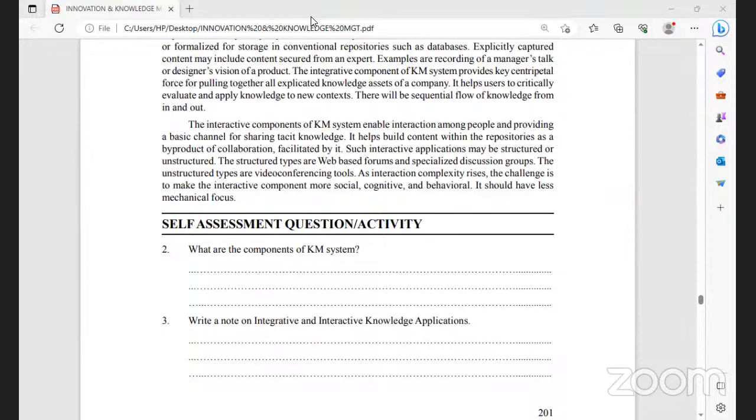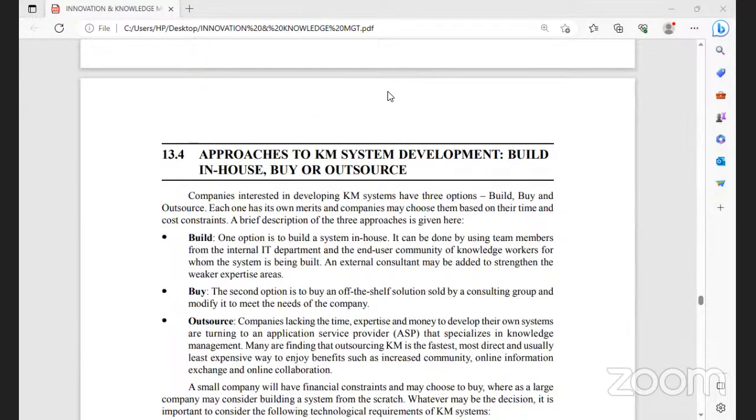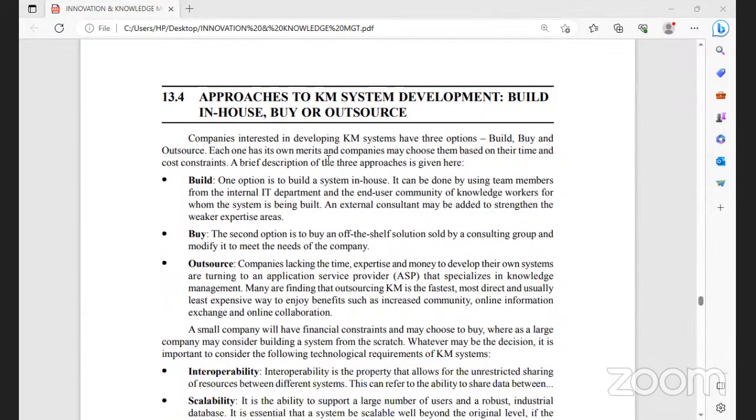It should have the mechanical force relating to companies interested in developing knowledge management systems, which have three options: build, buy, and outsource. Each one has its own merits, and companies may choose them based on their time and cost constraints. A brief description of the three approaches is given as follows: build, buy, and outsource.